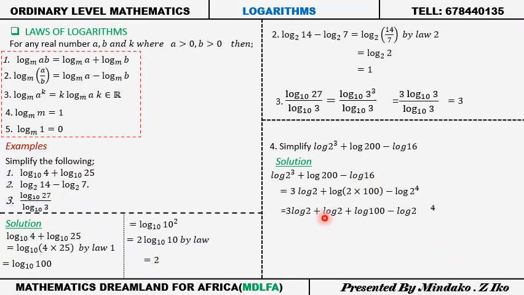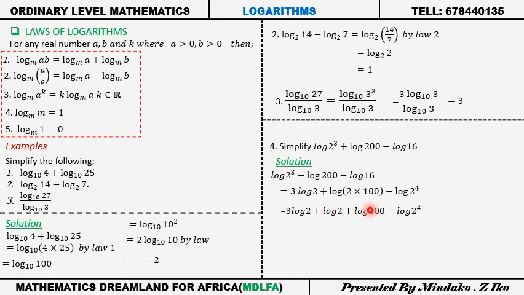Okay, so we have 3 log 2 plus log 2 plus log 100 minus log 2 to the power 4. Notice something here: log 2 times 100. Since it is multiplication, I'll apply law 1, so it will be log of 2 plus log of 100.